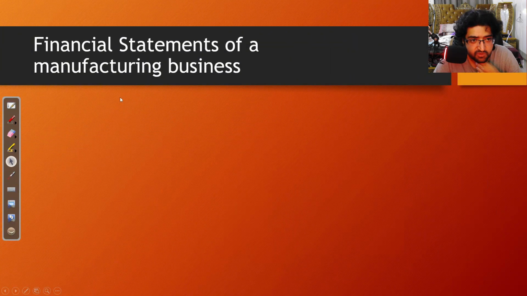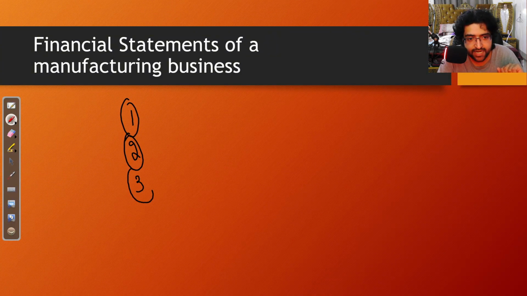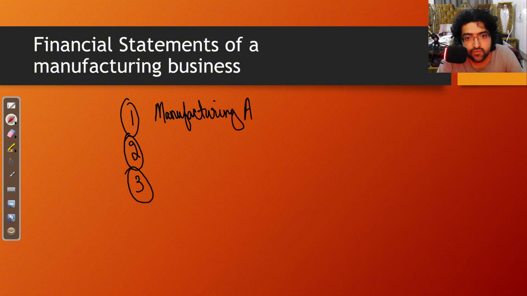Now moving on. Financial statements of a manufacturing business. I have told you. Now let me discuss this in detail. Okay, we need three statements. The first one that you will make is a manufacturing account, in which we will calculate the cost of production. Okay, which is simply all the direct expenses plus the indirect expenses of the factory. So factory cost of production.